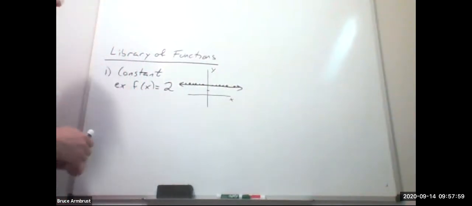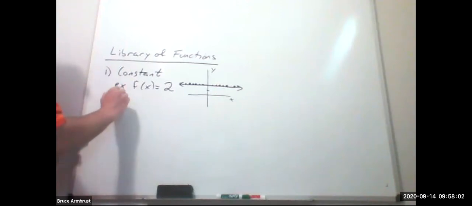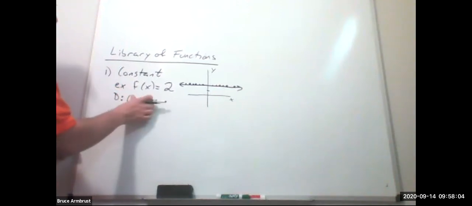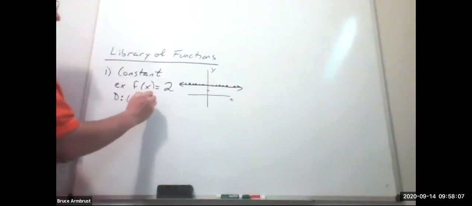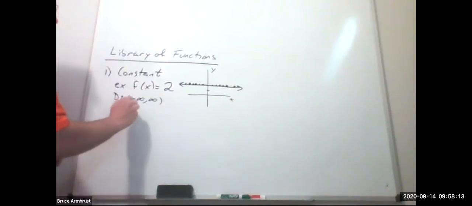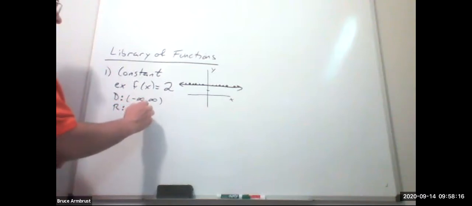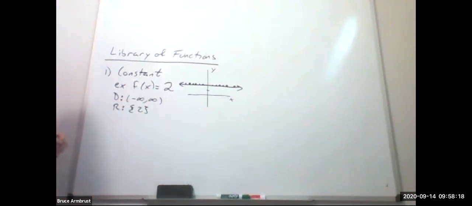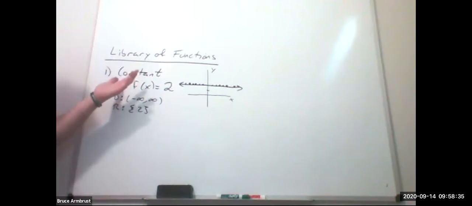Okay, so they're horizontal lines. In terms of domain and range, their domain is everything, so we have all real numbers. And then the range is really boring. It's just whatever that constant is. So in this case, the range is 2. If it was a function f of x equals, say, -5, its range would be -5. It's called a constant function because we always get the same thing out.